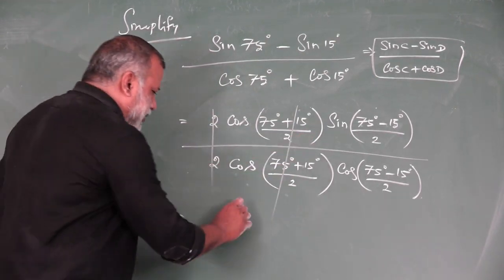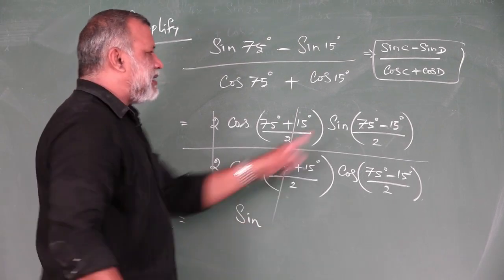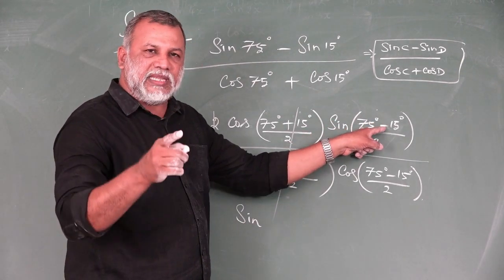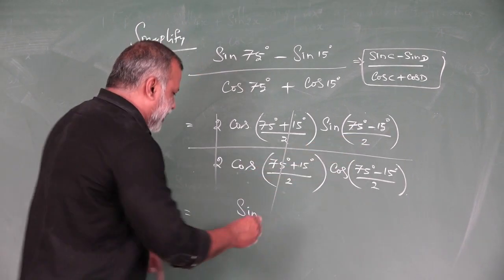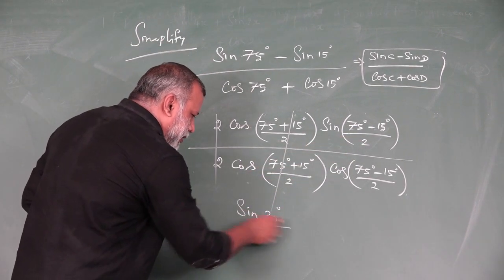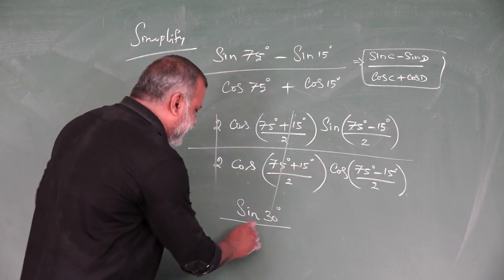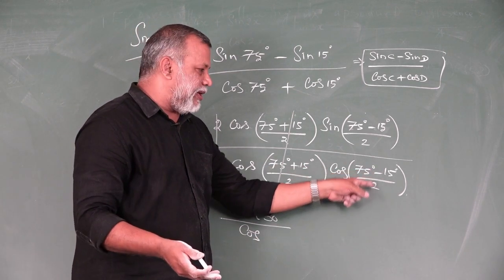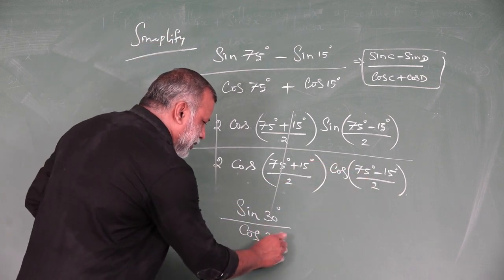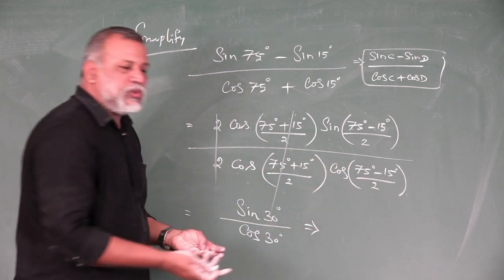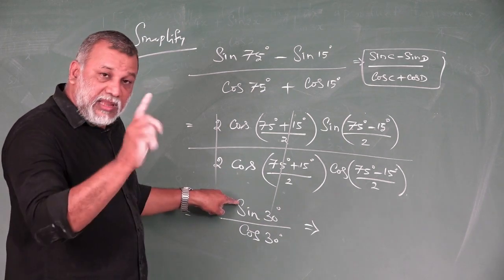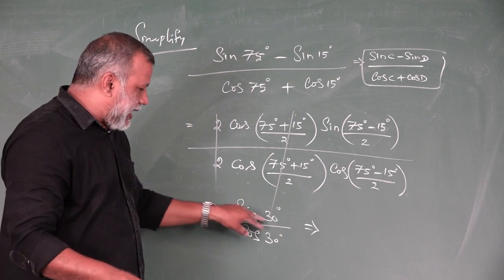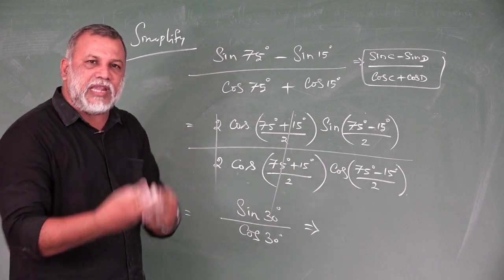See there again sin of 75 minus 15. 75 minus 15 means 60, 60 divided by 2, we get 30. In the denominator, cos of 75 minus 15, same 60 divided by 2, that is also 30. In the previous question we discussed that sin 3x divided by cos 3x we write as tan 3x. Instead of tan 3x, here we have the specific value of 30 degree.